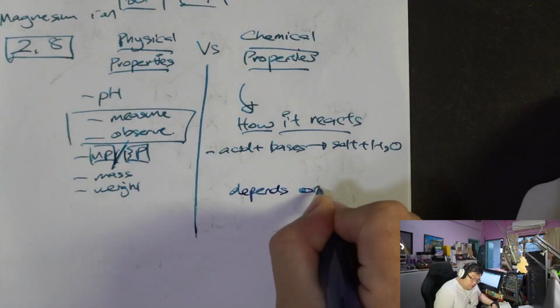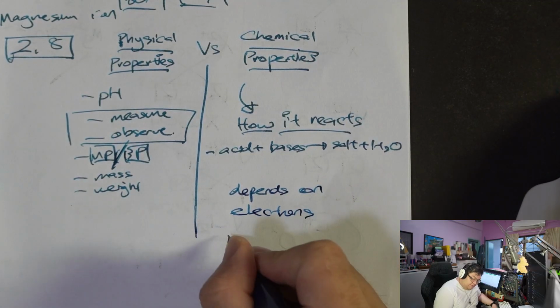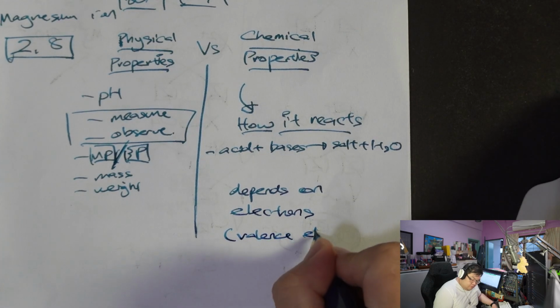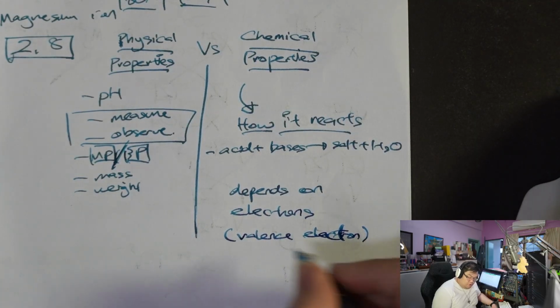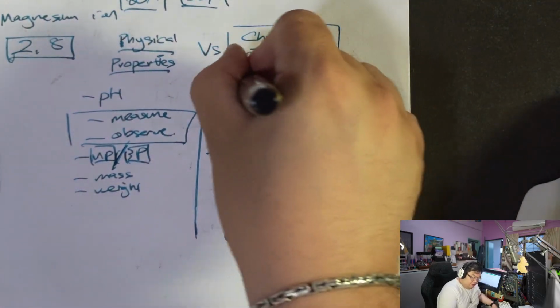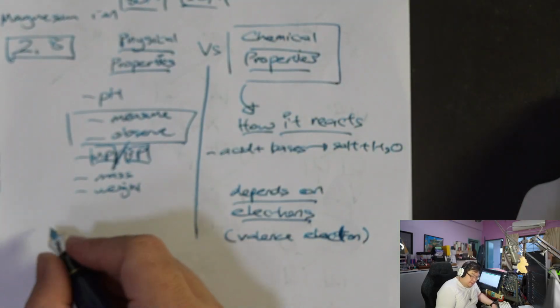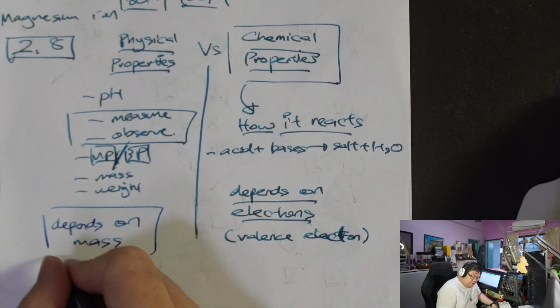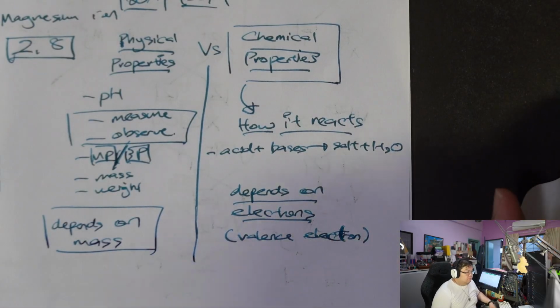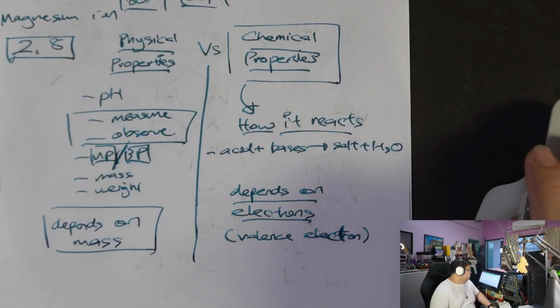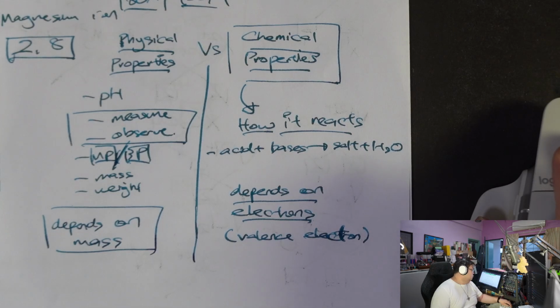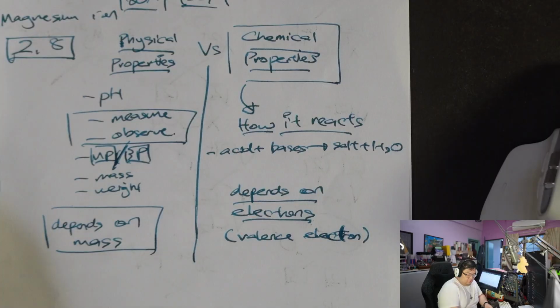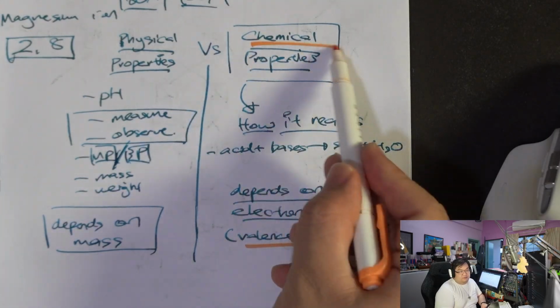depend on electrons, specifically valence electrons. The number of electrons decides the chemical property, whereas physical property depends on mass, how heavy or light something is. So this one focuses on valence electrons. Valence electrons decide chemical properties.